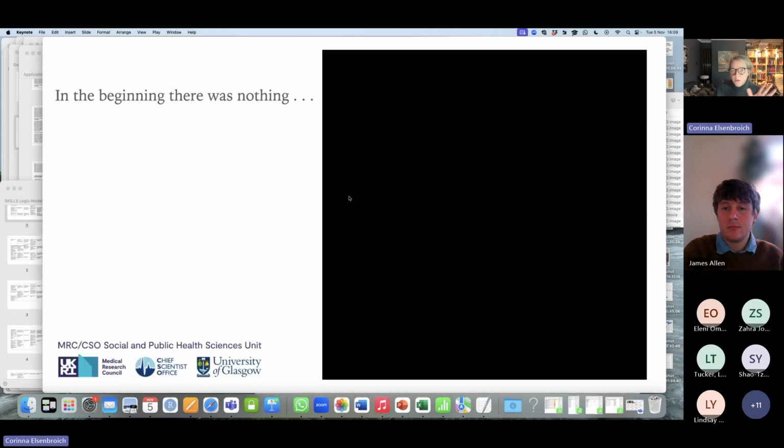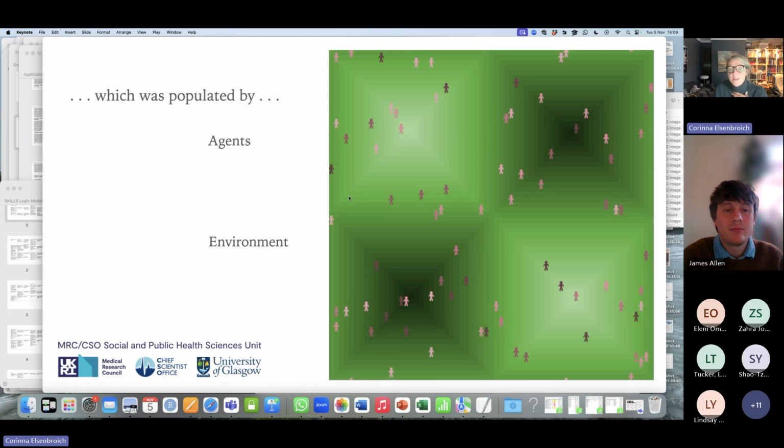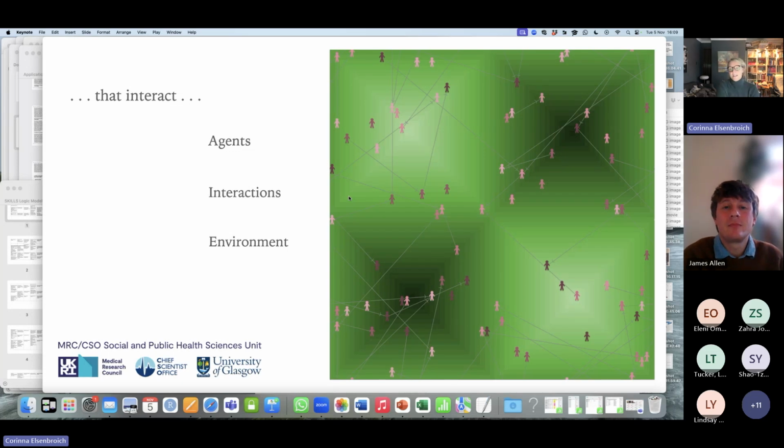So just to go through the ingredients of an agent-based model. In the beginning, there was nothing, and then they grew an environment. So we have an environment, something where we can put stuff in, like a room or a lawn or a common or whatever it is. And in this environment, we have some agents, for example, some people that are scattered around.